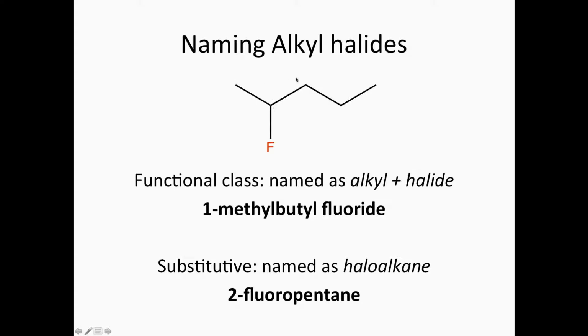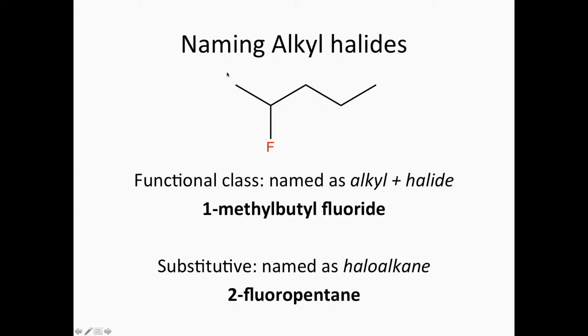1, 2, 3, 4, 5. Could start from the right. 1, 2, 3, 4, 5. No matter which direction I count in, I get 5 carbons, which means that the longest chain here is a pentane under substitutive naming rules. At position 2, we have a fluoryl group coming off. There's a fluorine there, so we append it as a prefix before the name of the alkane, and this becomes 2-fluoropentane.